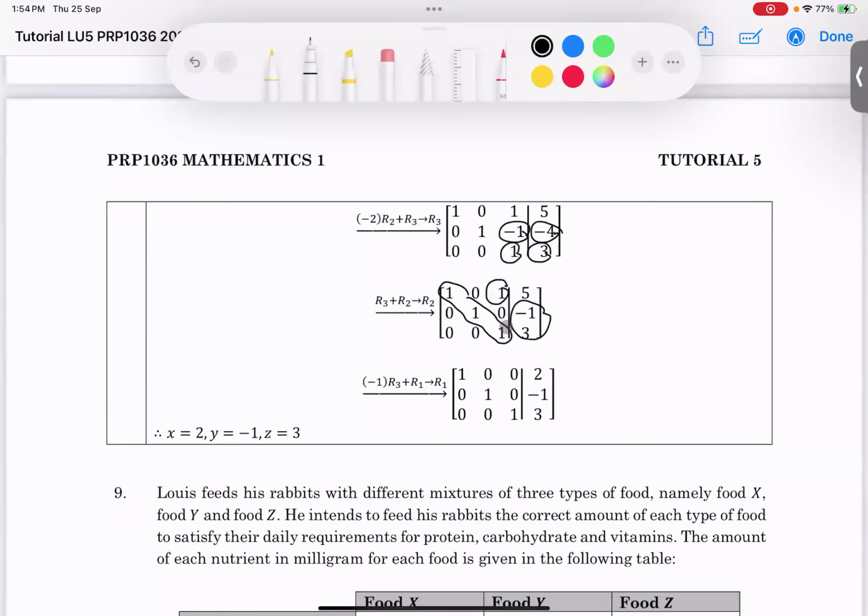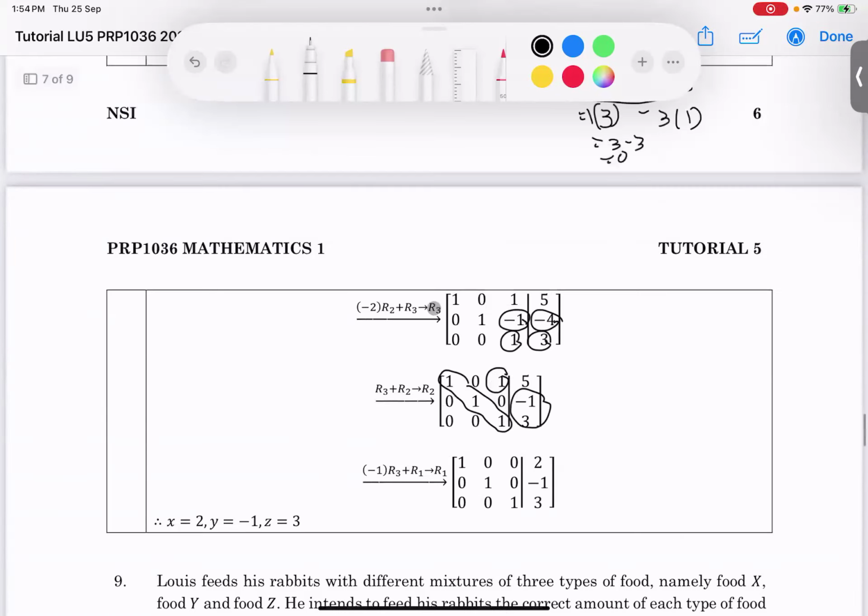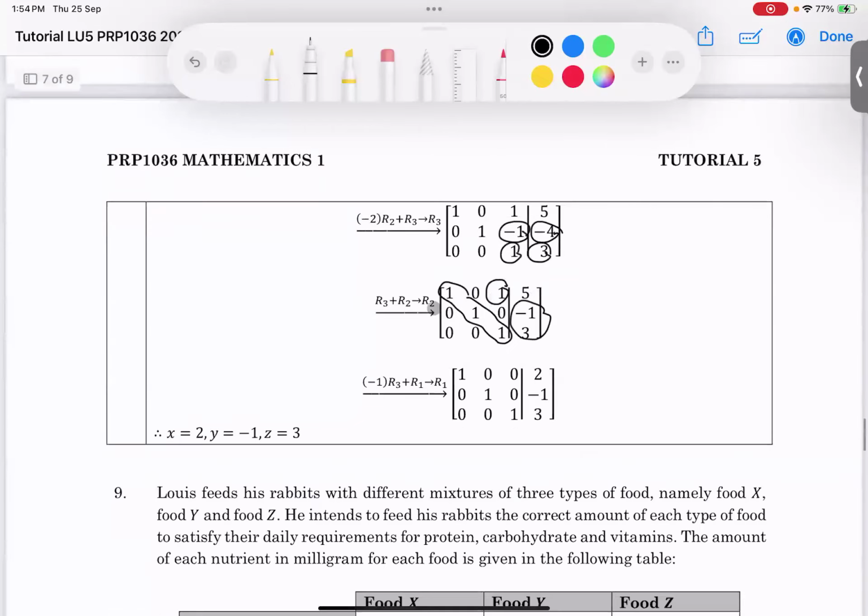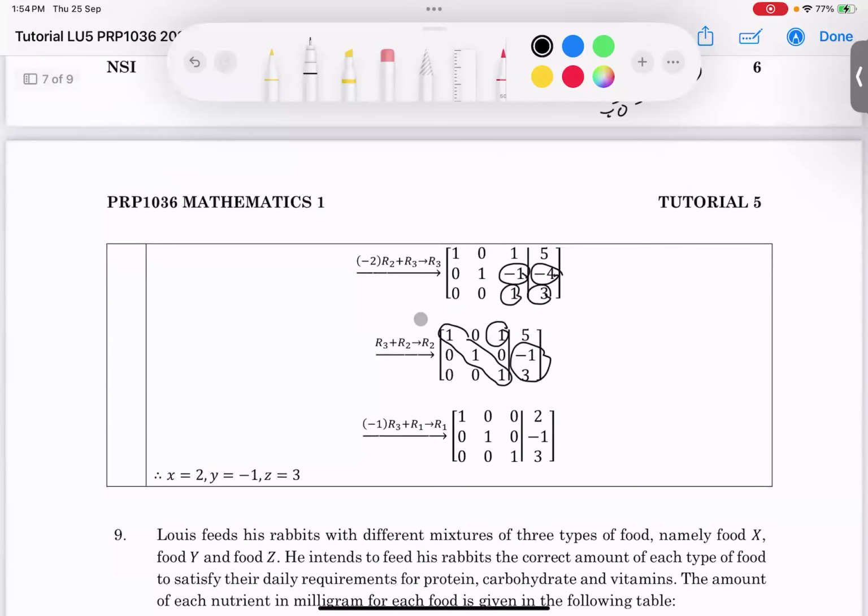Also can be like this. So for Gauss-Jordan, the Gauss-Jordan method can have a lot of variety. But the core idea is do whatever plus minus just to make sure this one diagonal is 1 and this one down here and upper here becomes 0. So finally, the answer is x equal to 2, y equal to -1, z equal to 3.